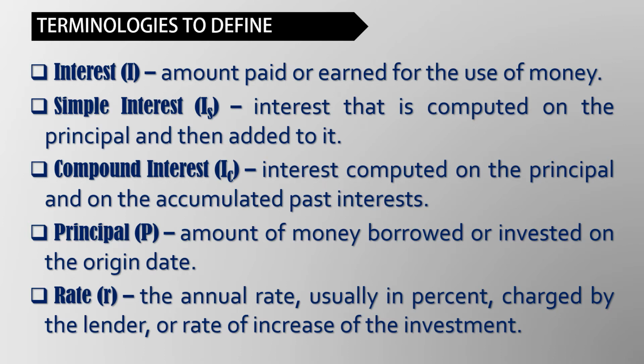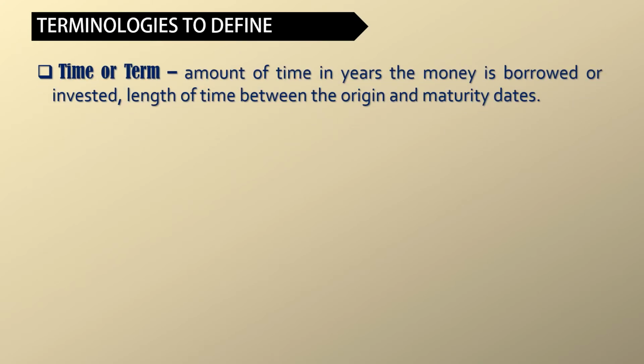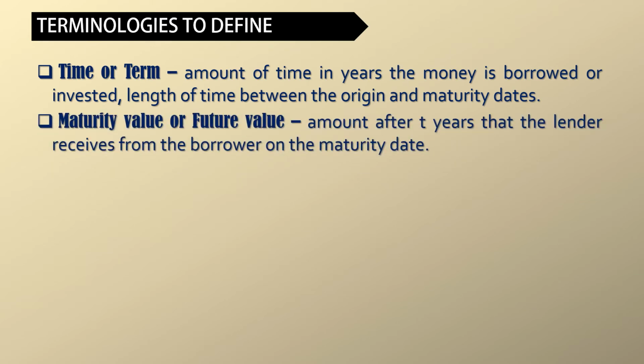Okay. Next, we have here time or term. It is the amount of time in years. Okay? Take note, in years, the money is borrowed or invested. It is also the length of time between the origin and maturity dates. When we say origin, ito yung petsa kung kailan mo nakuha ang pera or kailan mo invest ang pera. And then, when we say maturity dates, so ito yung petsa kung kailan dapat mo nang bayaran ng buo ang inutang mong pera.